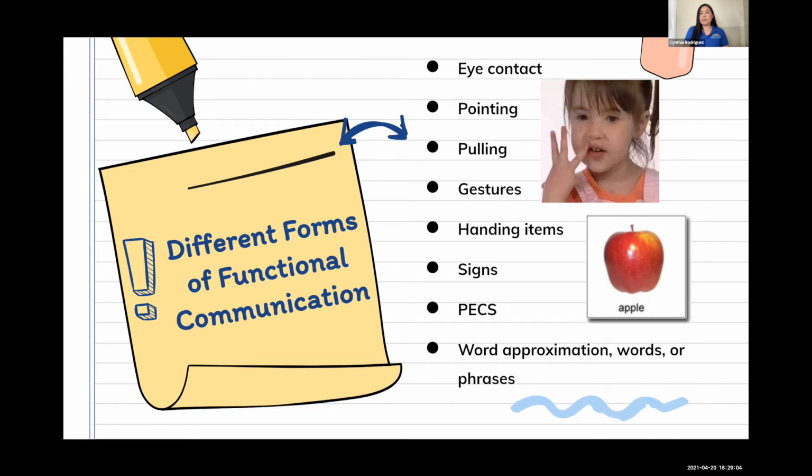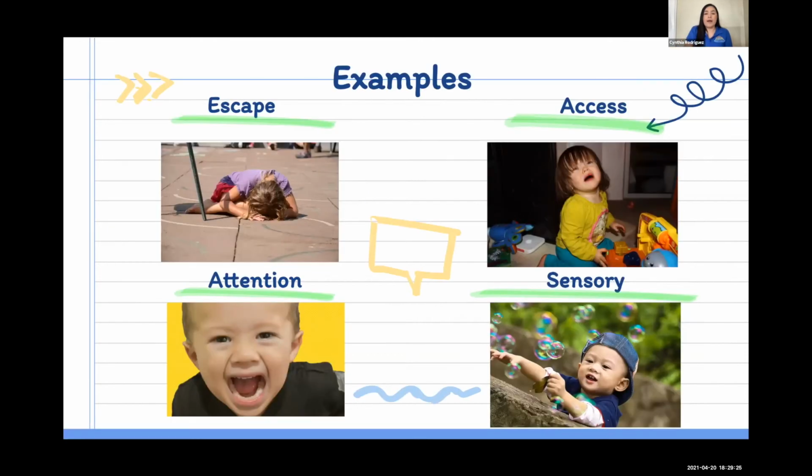If a child hands me a picture of an apple, that lets me know that, okay, he wants an apple, let me get him an apple. And of course, if your child is using word approximations, words, or phrases, we definitely want to encourage those instead of that problem behavior or that challenging behavior. I'm going to give you some examples of that functional communication.